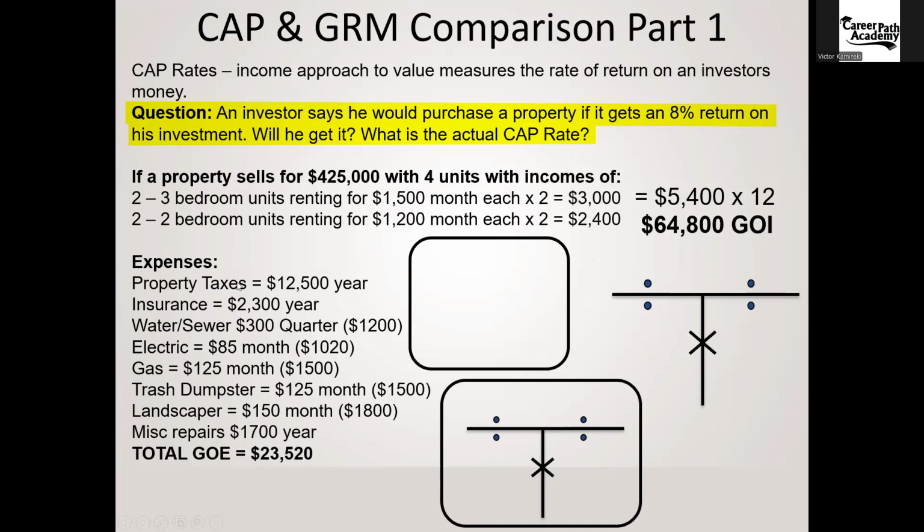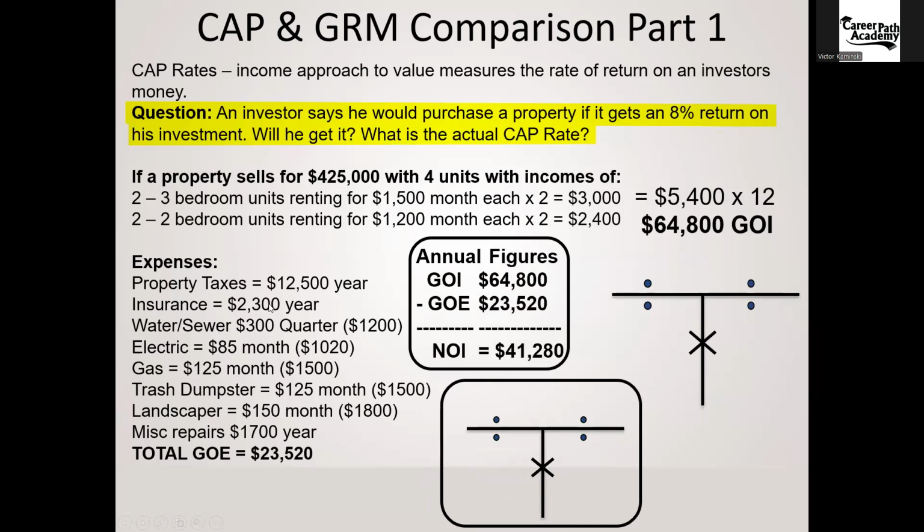So, and here's all the property's expenses. So we already did the math, and we figured out 3,000 plus the 2,400, that's 5,400, times 12, and you get the gross operating income of 64,800. And then we added up all the annual expenses, and it came out to 23,520. So we got the annual figures here of your gross operating income minus your gross operating expenses equals your net of 41,280.